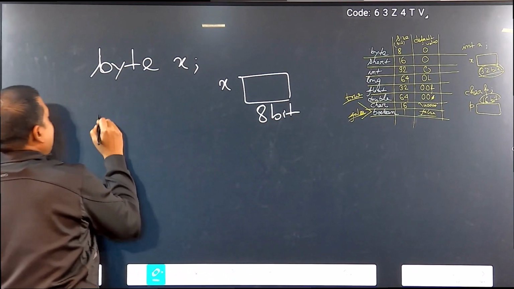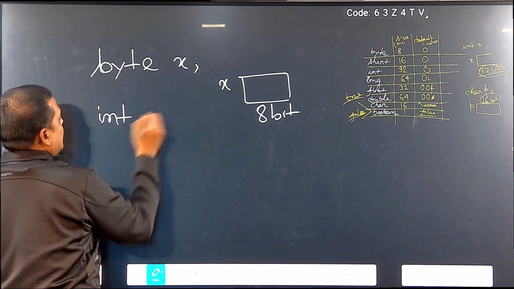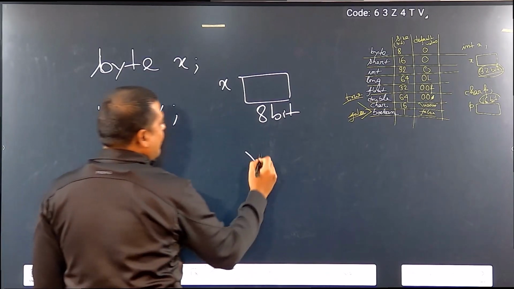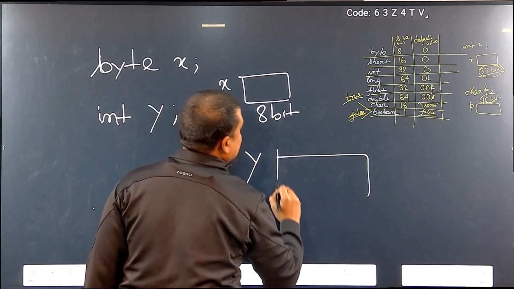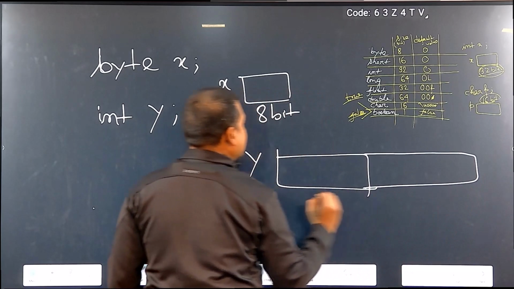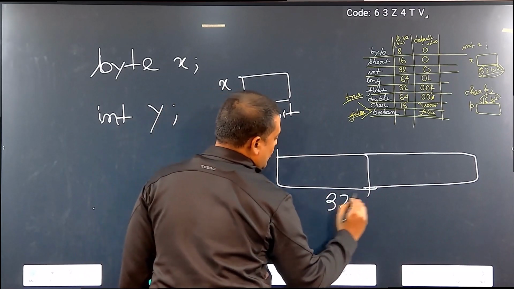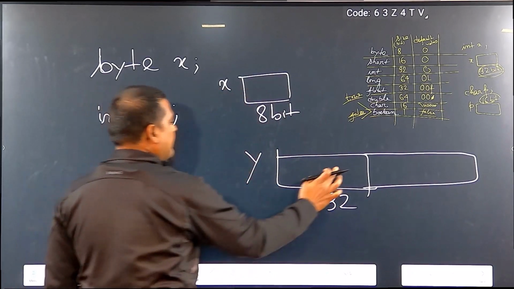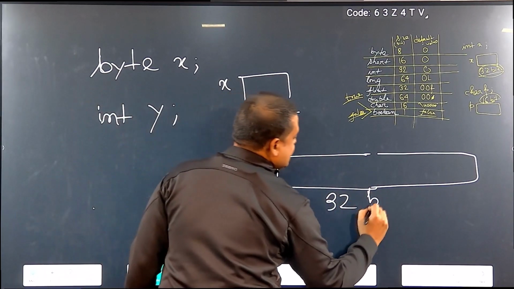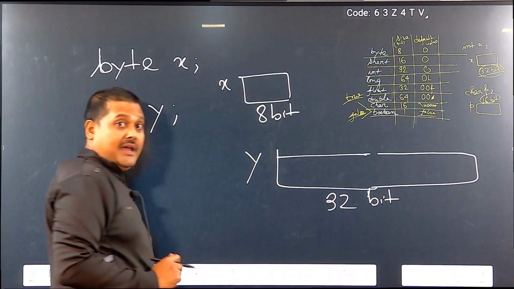So, if I declare integer y, then what will happen? y will occupy how much space? It is of 32 bit. Okay, it is of 32 bit. So definitely the size of int is higher.